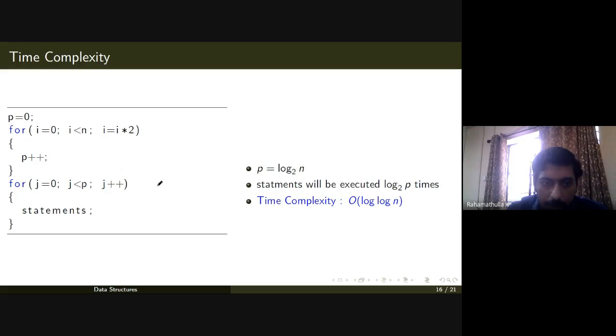I think there is a mistake in this code. So let's say j equal to j multiplied by 2. So this statement also will be taking log p number of times, isn't it? So the statements in this case will be executed log p number of times. Log p, where p is already log n, so it is order of log log n. That is the time complexity. I think you are convinced with the statement. There is a small mistake in my slide. Any questions?